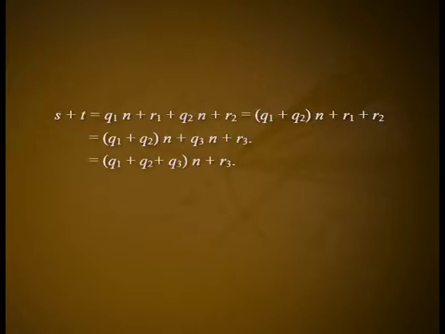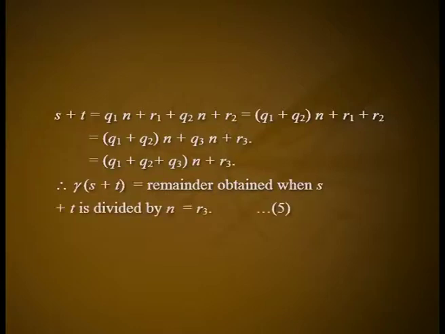Also, s plus t is equal to q1 n plus r1 plus q2 n plus r2, which is equal to q1 plus q2 into n plus r1 plus r2, which is equal to q1 plus q2 into n plus q3 n plus r3, which is equal to q1 plus q2 plus q3 into n plus r3. Therefore, gamma of s plus t is equal to the remainder obtained when s plus t is divided by n, which is equal to r3. Equation number 5. From 4 and 5 we have gamma of s plus t is equal to gamma of s addition modulo n gamma of t.